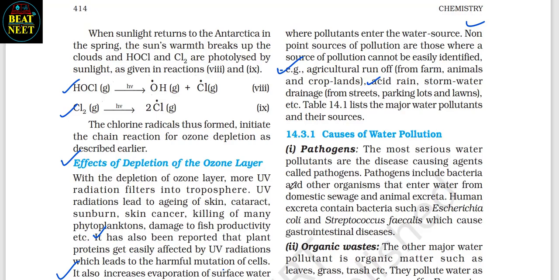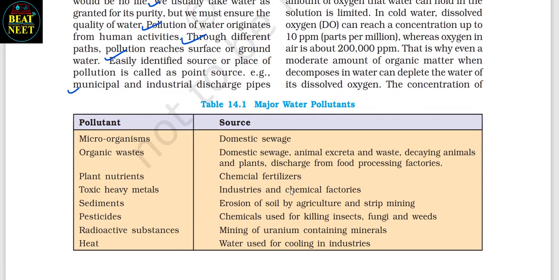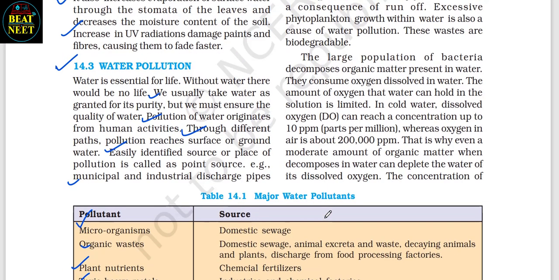Table 14.1 lists the major water pollutants and their sources. Let me show you the table. Microorganisms, from domestic sewage. Organic waste, from domestic sewage, animal excreta and waste, decaying animals and plants, discharge from food processing factories. Plant nutrients, from chemical fertilizers. Toxic heavy metals, from industries and chemical factories. Sediments, from erosion of soil by agriculture and strip mining. Pesticides, chemicals used for killing insects, fungi and weeds. Radioactive substances, from mining of uranium containing minerals. Heat, from water used for cooling in industry.